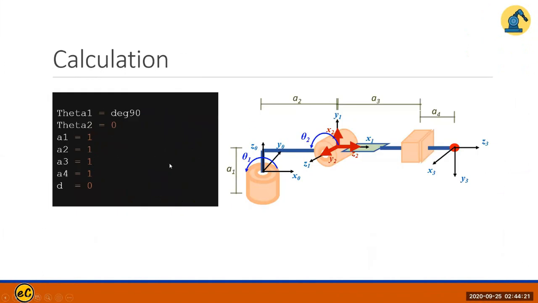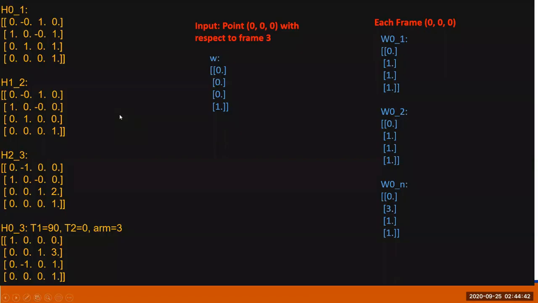Before we work on it, we should put in the values of theta 1, theta 2, and D, and also A1, A2, A3, A4. I assume D is 0, A1, A2, A3, A4 are 1, theta 1 is 90 degrees, and theta 2 is 0. That is one of the sets you can do. You can change the values over here. With that set of data, we generate H01, H12, H23, and H03. H03 is the multiplication of these three matrices.